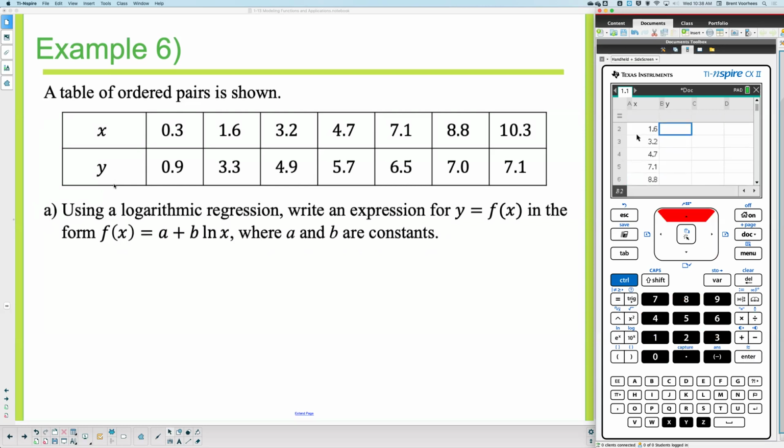All right, I typed in the X variables. Now I'm going to come back and type in my Y variables. My Y values, I should say, not variables, my values.